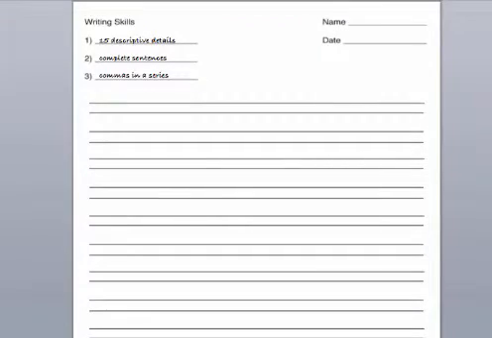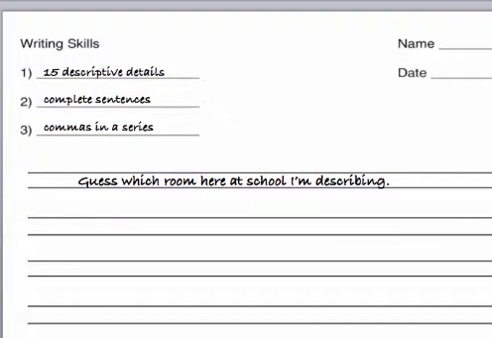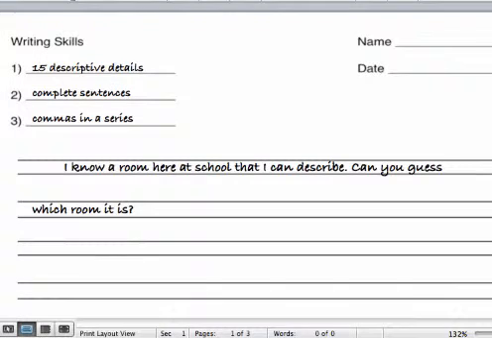The first sentence in your story serves as a signal to your reader that you are going to describe a room at school and you want them to guess which room. Think for a minute about how you would like to open your story. One way is, guess which room here at school I'm describing. Another way, using 2 or more sentences, might be, I know a room here at school that I can describe. Can you guess which room it is? You come up with your own opening. Say it in your head to make sure it is a complete sentence and that it makes sense. Then write it down.